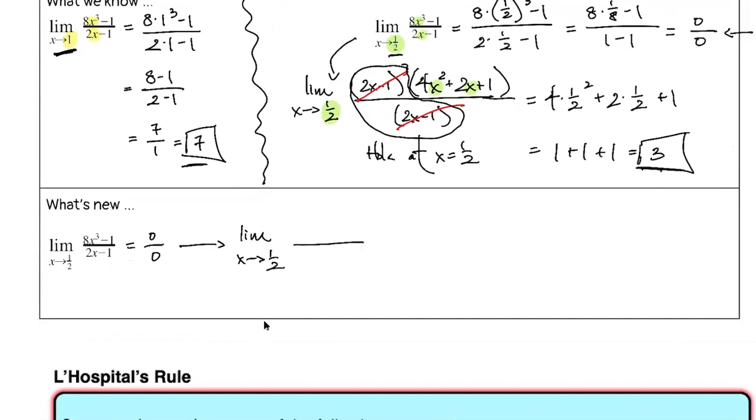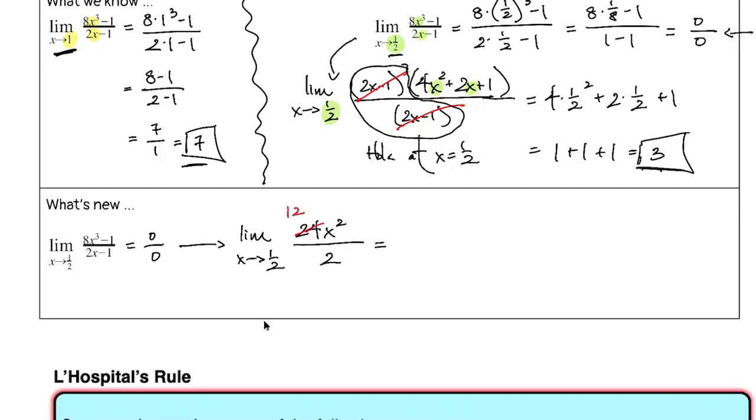and we're going to take the derivative of the top, and then separately we're going to take the derivative of the bottom. So we're not doing quotient rule here, but we're treating 8x cubed minus 1 like its own function, and we're treating 2x minus 1 as its own function. So the derivative of the top is going to be 24x squared. And then the derivative of the bottom is going to be 2. Okay? So I took the derivative of the top, took the derivative of the bottom, and now I'm going to plug in 1/2.